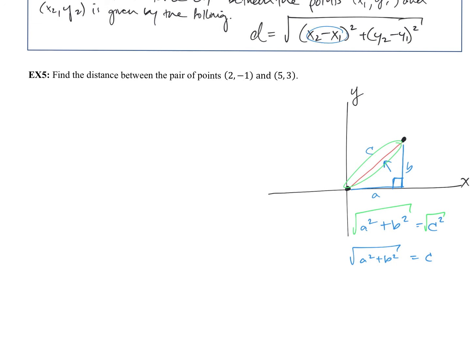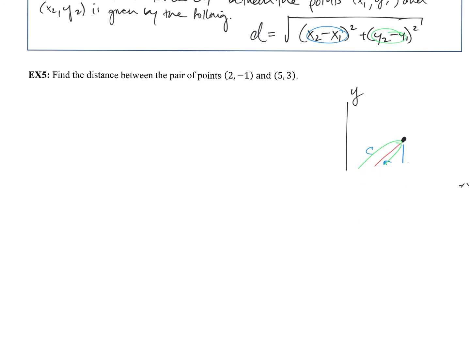Our a value comes from the difference between our x values, and our b comes from the difference between our y values. That was a bit of a quick explanation on where the formula comes from. If you want to know more, just let me know. Send me an email and I can send you a video or some other resource on where it comes from. Alright, so find the distance between the pair of points 2, -1, and 5, 3.